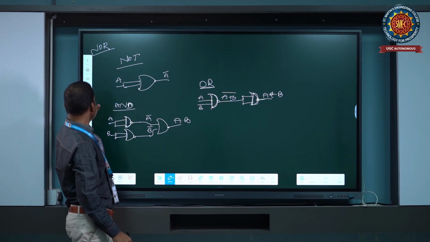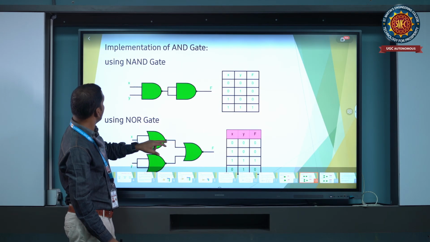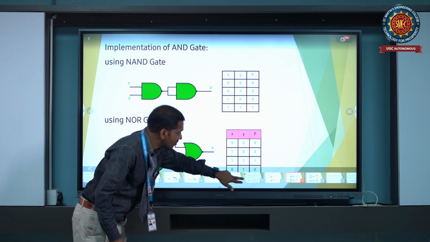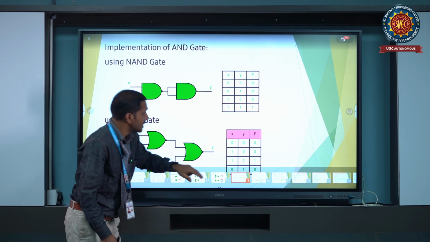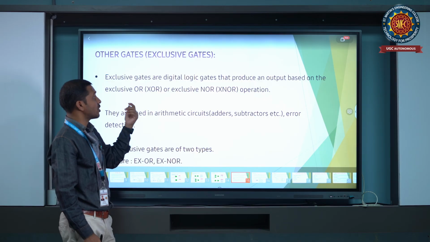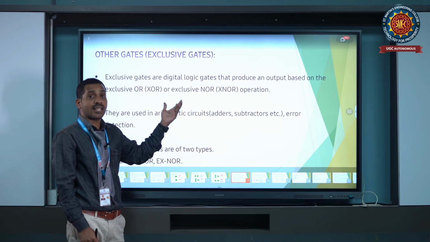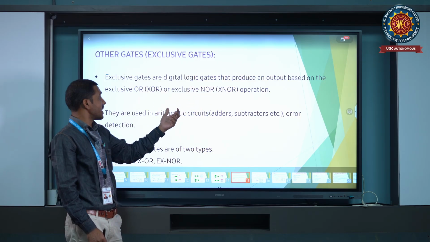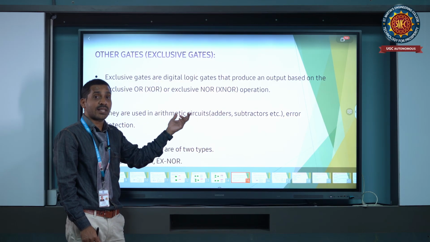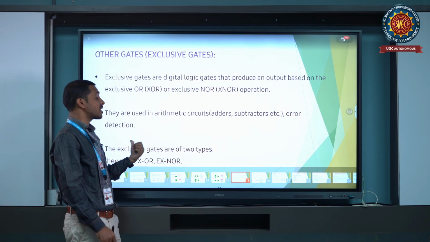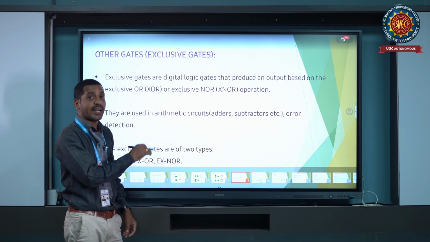Coming to the next one, other gates. The exclusive gates are digital logic gates whose output is based on exclusive OR and exclusive NOR operations. They are used in arithmetic circuits like adders, subtractors, and multiplexers. Exclusive gates are of two types: XOR and XNOR.